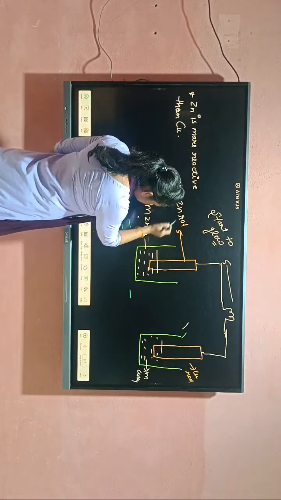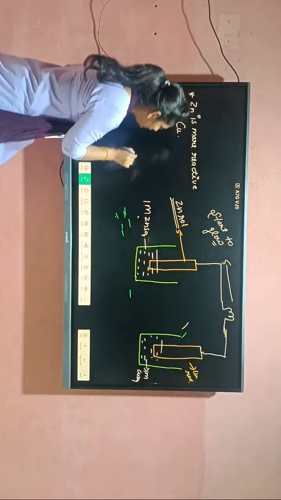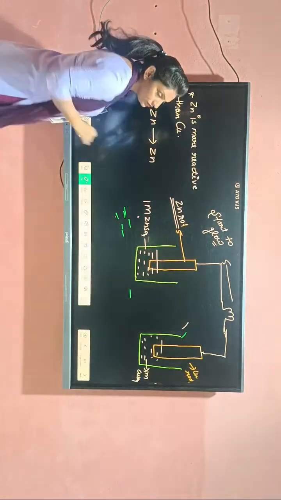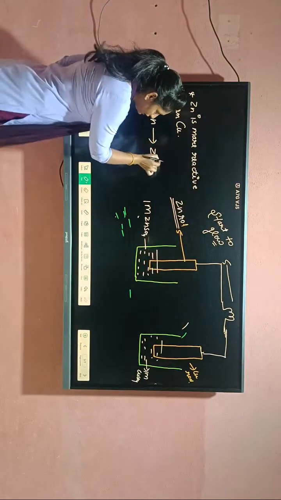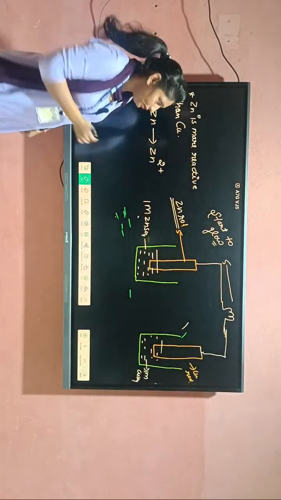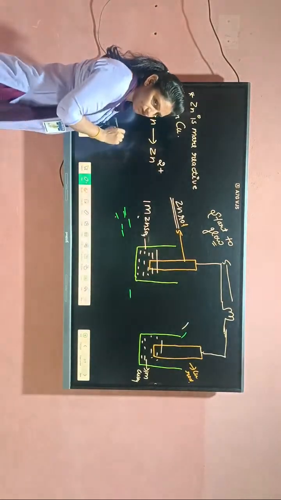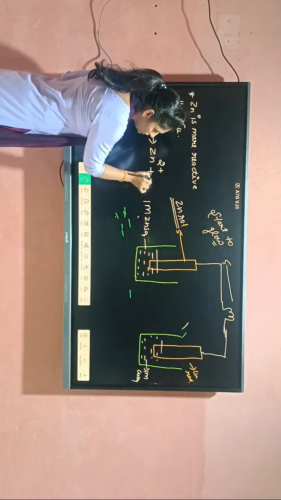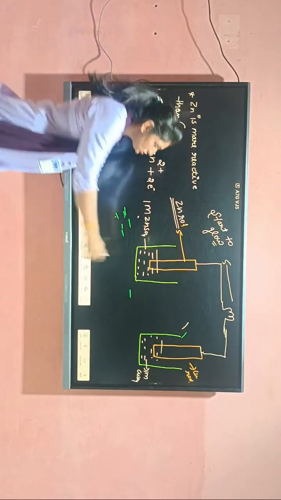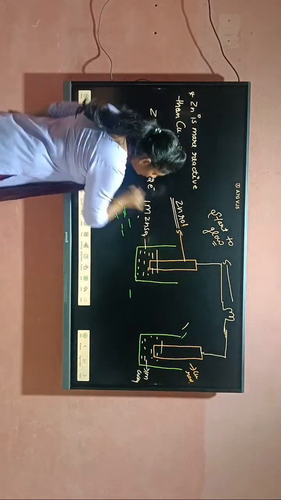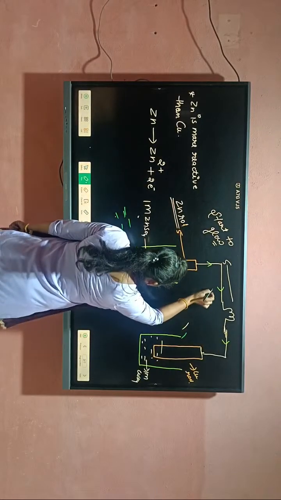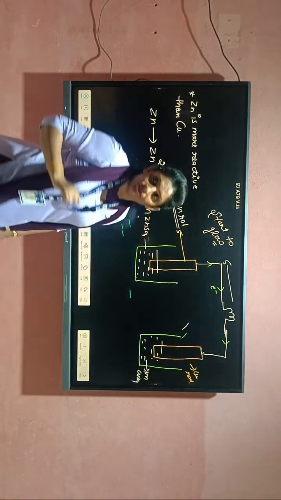This will lose its electron and it converts into Zn2+. In ionic form it converts. Plus 2 positive charge means it is losing 2 electrons. Clear or not, students? These 2 electrons will flow from this wire. Flow of electron will take place here.